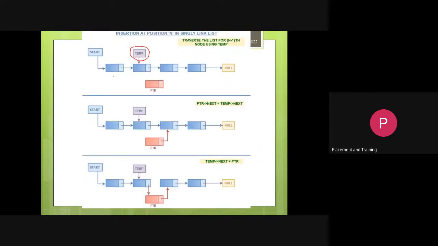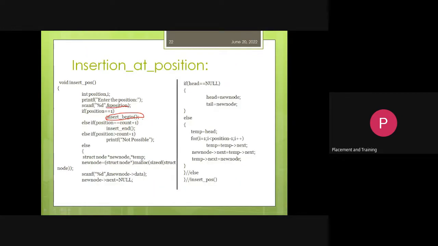So this is my first node, second, third, and fourth node. I want to insert at position 1, which means I'm going to insert a node here and point it to the head node, right? So for that, I'm calling insertion at begin.